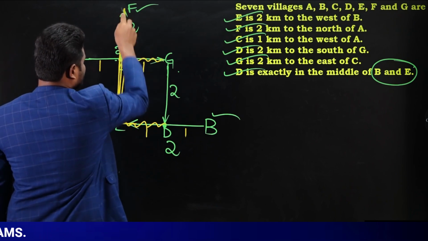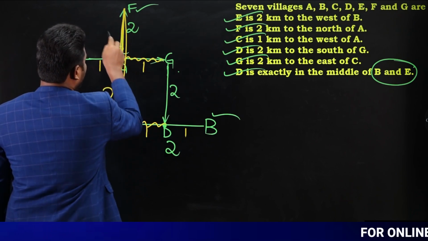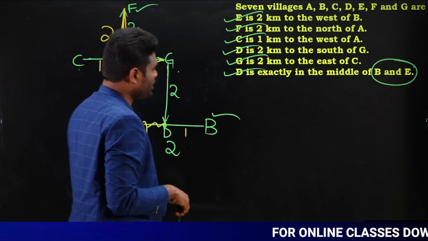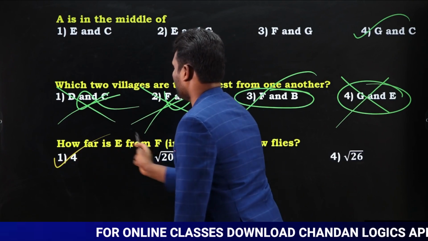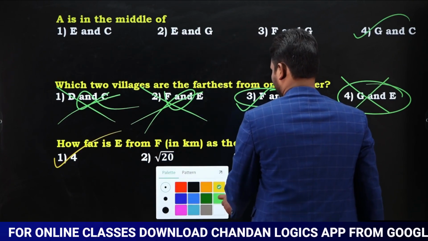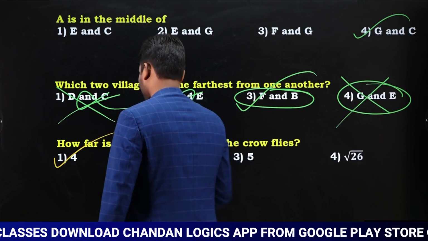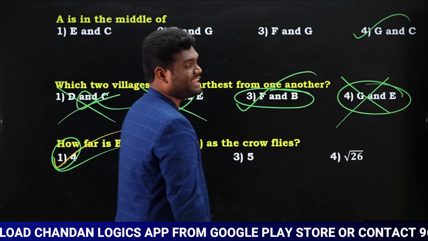If this is the straight line, we know this is 2. Already we know this is 2. So 2 plus 2 is going to be 4. So we can say the distance between them is going to be 4 kilometers, which is option 1. Is that clear? So option 1 is going to be our answer. 4 kilometers. Very, very simple.